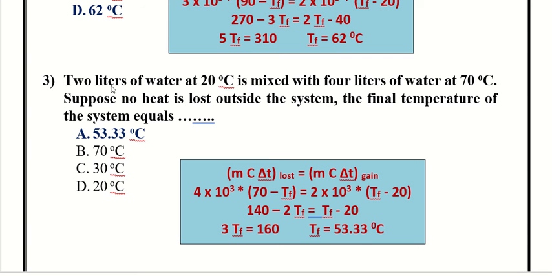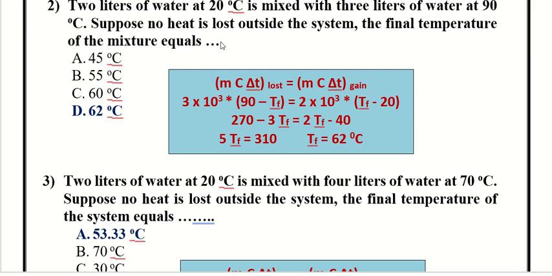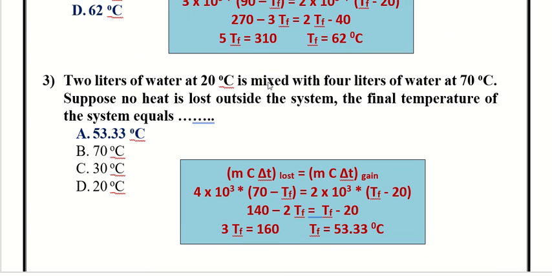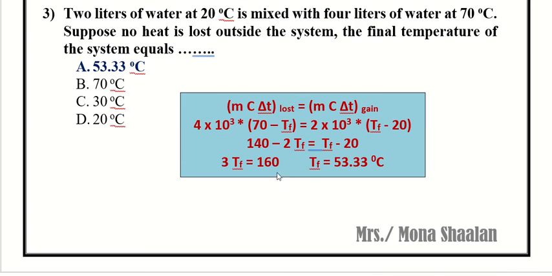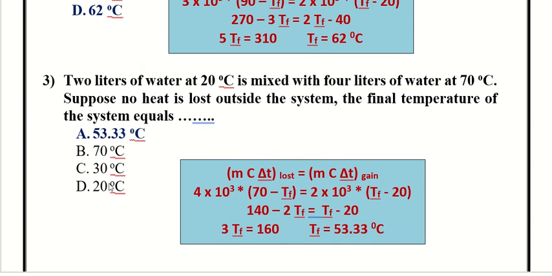Question number 3. 2 liters of water at 20 degrees Celsius mixed with 4 liters of water at 70 degrees Celsius. No heat is lost outside the system, as the system is isolated. So the final temperature will be found the same way as we did here. We will substitute the same values and get the final temperature to be 53.3 degrees Celsius.